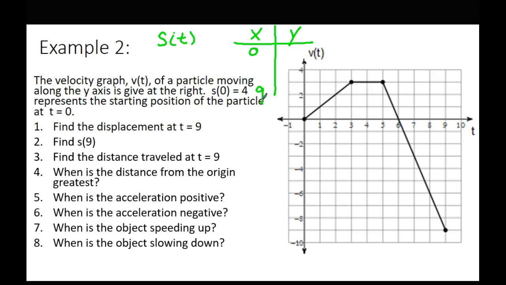Starts with a C. Critical values. Now, what are critical values? When the derivative equals 0, right? Okay, so what is the derivative of S of t?